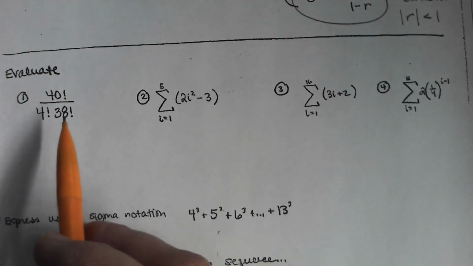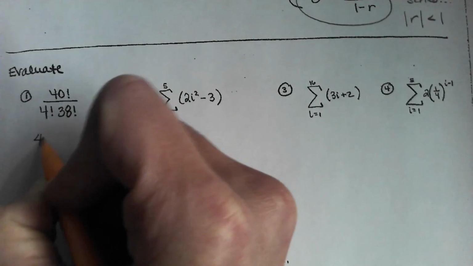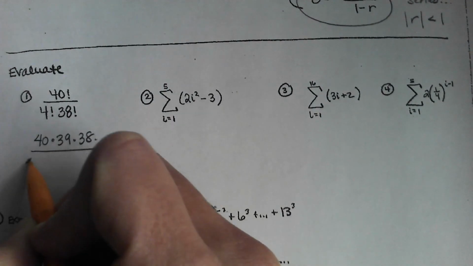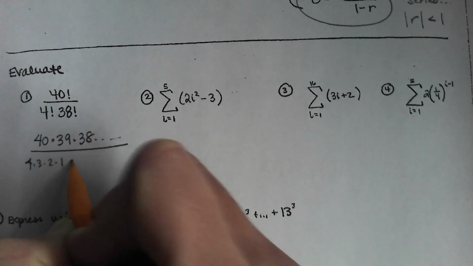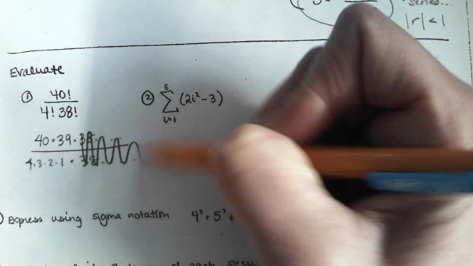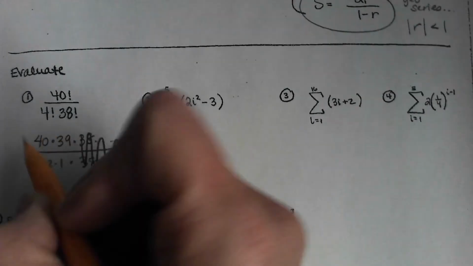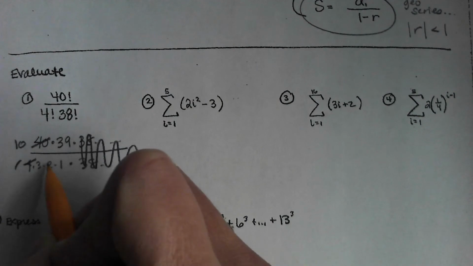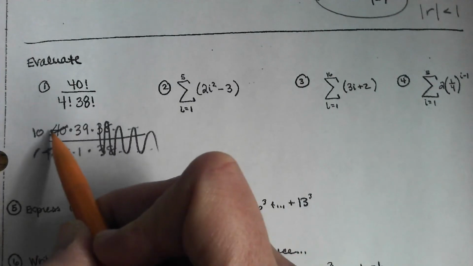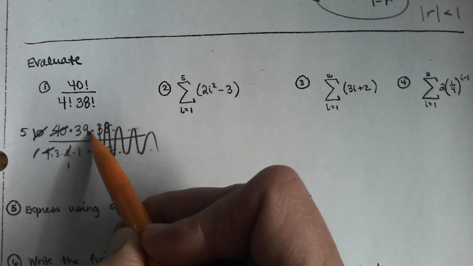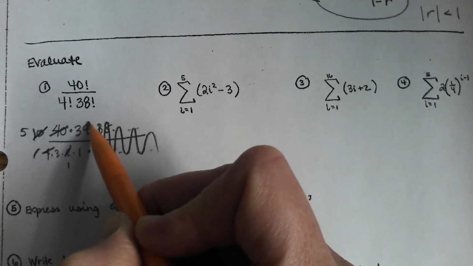Okay, so some general review from the chapter. Your factorial stuff: 40 factorial is 40 times 39 times 38 and beyond. And then in the denominator you have 4 times 3 times 2 times 1 times 38 and down. So everything from 38 on down cancels. 40 divided by 4 is 10 over 1. And I can reduce the 10 and the 2 with 5 and 1. I can reduce the 39 and the 3 with 13 and 1.